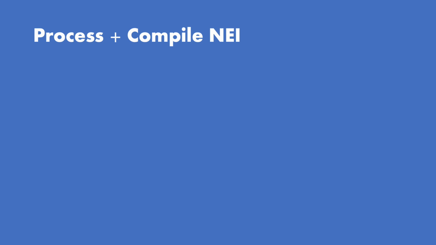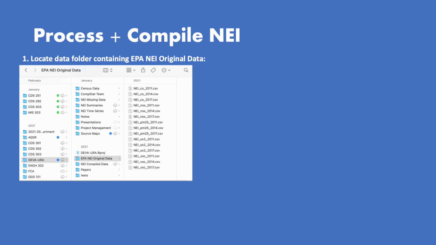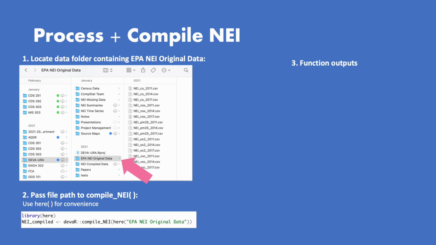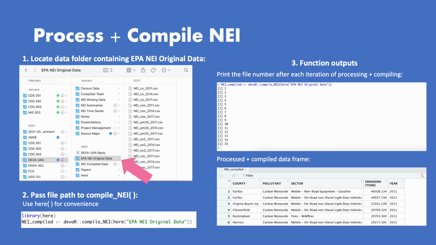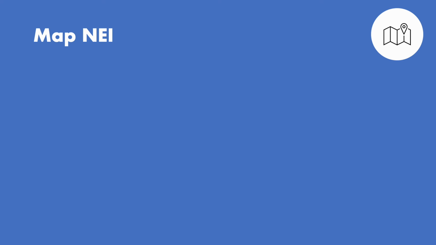Now onto how to use this function. First, you locate a data folder containing EPA NEI original data. For me, it's here in this folder on my computer. Next, you pass the file to compile NEI. I use the here function in R for convenience. As for the function outputs, it first prints the number after each iteration of processing and compiling, and it also outputs the final processed and compiled data frame.